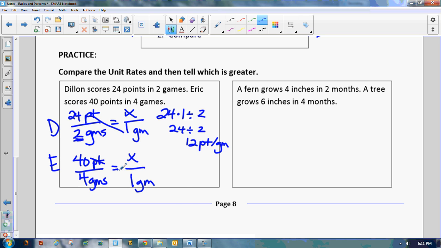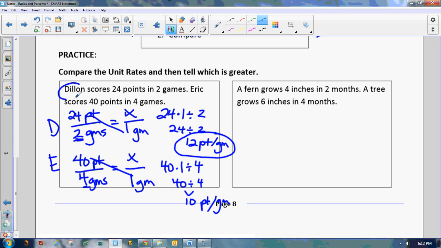Eric, cross multiply what we know, 40 times 1, and divide by what's opposite the variable, 4. 40 times 1 is 40, divided by 4, which is 10. Eric scores 10 points per game. Well, in this scenario, who scores the most points per game? That's going to be the greater amount, and that is Dylan here. So Dylan is the one that scores the most points per game.